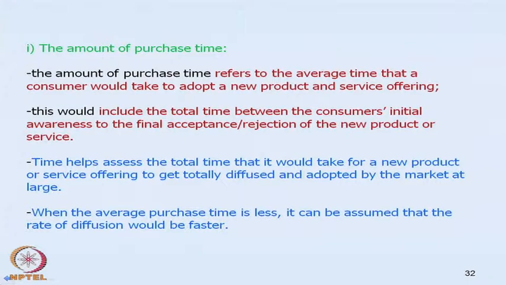It will help assess the total time that will be taken for a new product or service offering, or an innovation, to be spread into the social system, to be diffused, to be adopted by the people at large. When the average purchase time is less, it is an indication that the diffusion process, the adoption and the assimilation will be much quicker and faster. So the amount of purchase time is the time period from initial awareness of a product or service offering to the final acceptance or rejection by a consumer.